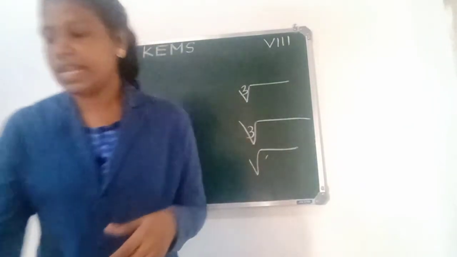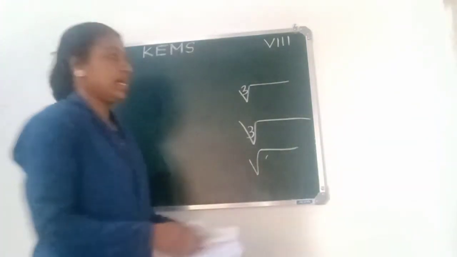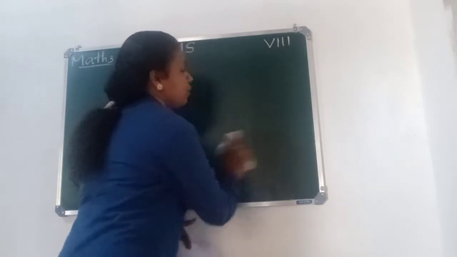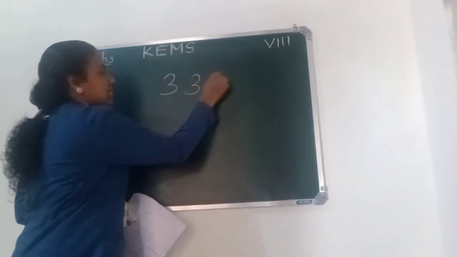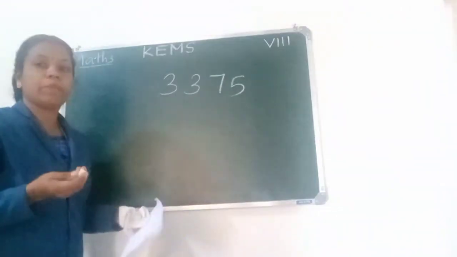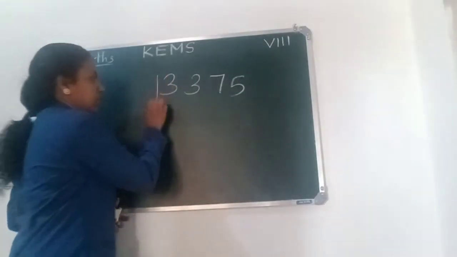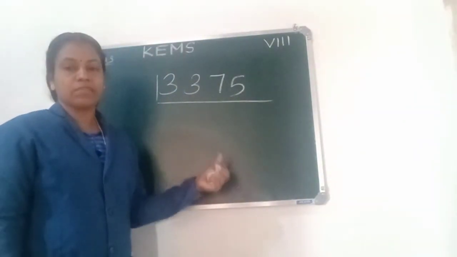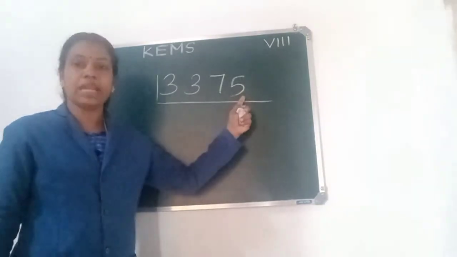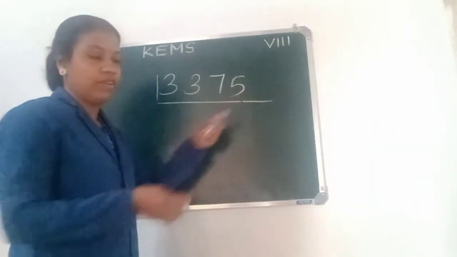Okay, first example, 3375. Find the cube root of the number 3375 by prime factorization method. We know the prime factorization method. So, factorize using the smallest prime factor. Here the number ends in 5, so it is divisible by 5 only.